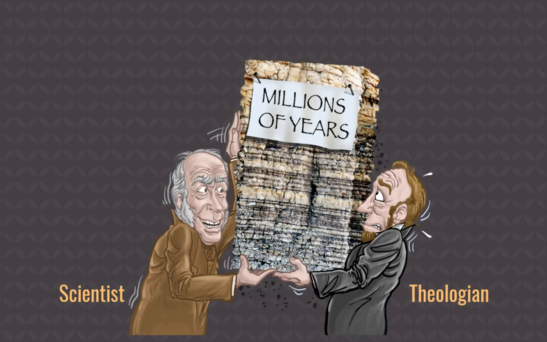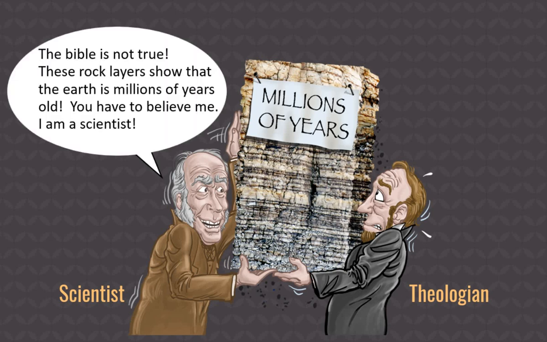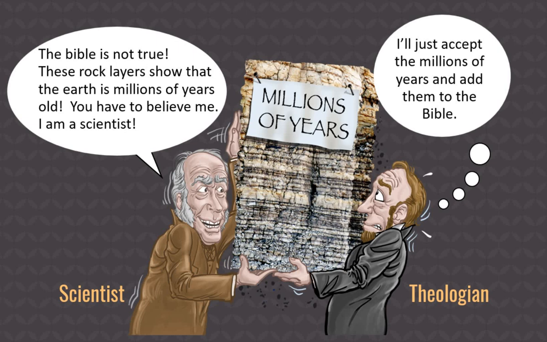And here's millions of years back in the 1800s. Scientists said, the Bible's not true. These rock layers show that the earth is millions of years old. You have to believe me because I'm a scientist. And what does the theologian say? I'll just accept the millions of years and add them to the Bible.